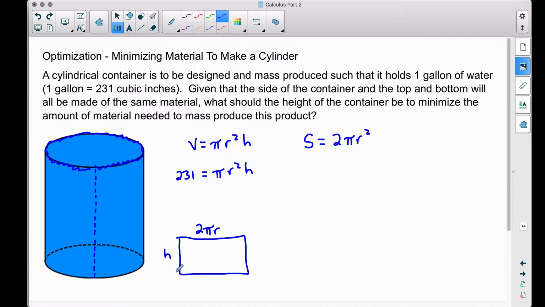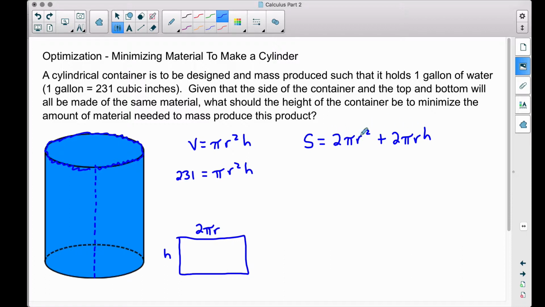So now we have a rectangle that's actually the height of the cylinder, and its length is the circumference of this circle up here. To find the area of this rectangle, which is the side of our cylinder, we take 2 pi r times h, so that is 2 pi r h. That's going to be the extra area that we need for the surface area. This is going to be the formula that we want to differentiate.